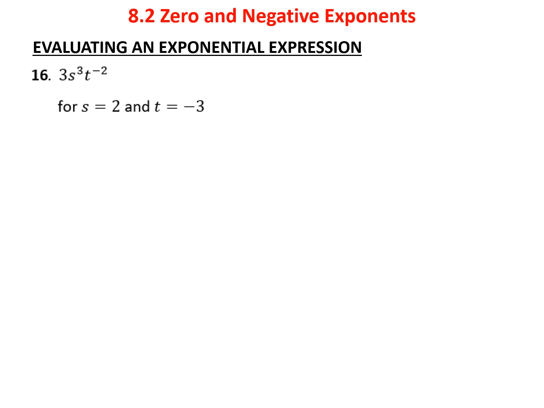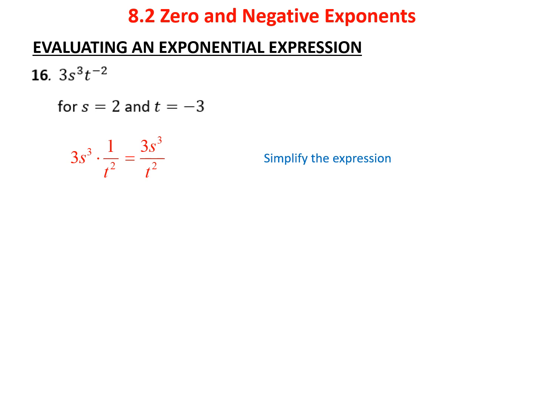Now what we want to do when we have a problem like this, it says to evaluate 3s cubed t to the minus 2 for s equal 2 and t equal minus 3. I find it helpful to simplify the expression first before I substitute in the values. So when I simplify this, notice my t to the minus 2 is 1 over t squared, so the simplified version is 3s cubed divided by t squared.